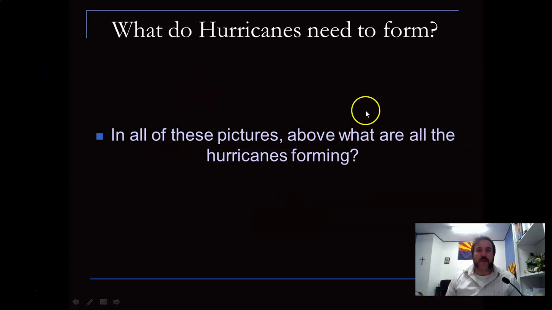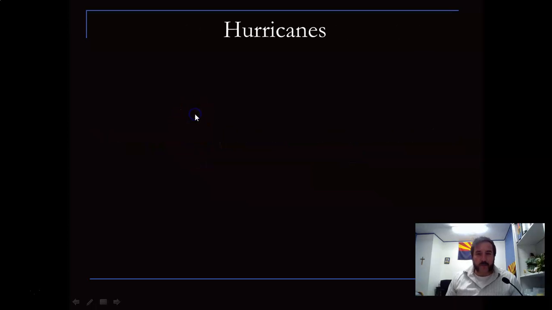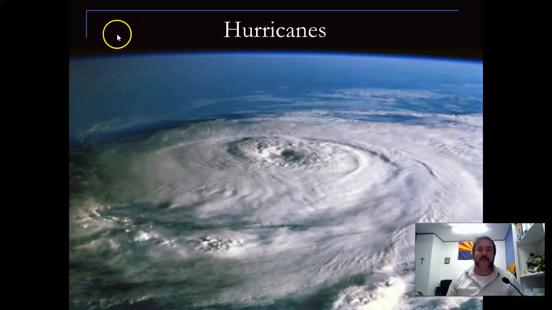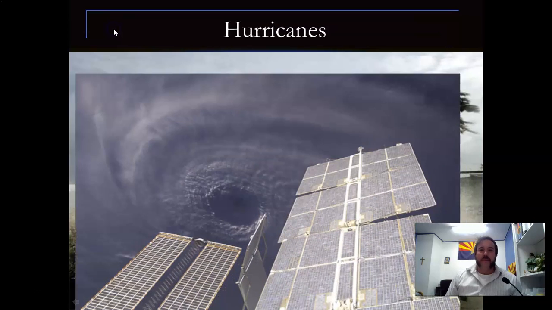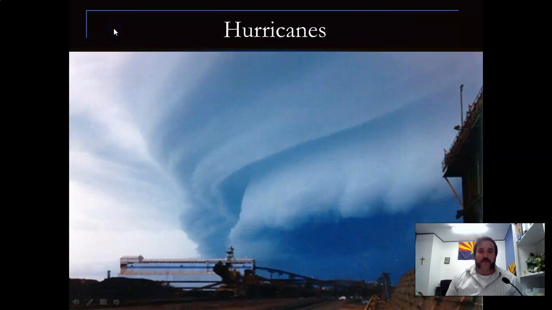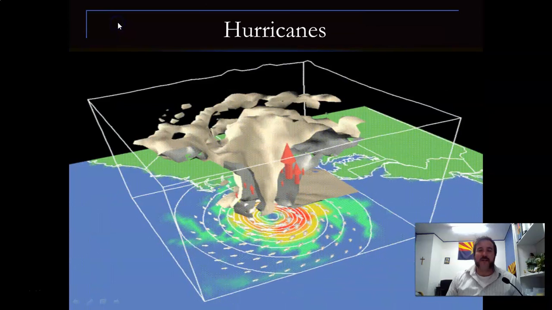I want to review hurricanes. And again, I'm going to show you a bunch of pictures. You can probably answer this question already because we reviewed it. But what do hurricanes need in order to form, right? That's a picture from outer space. You can probably tell from all these pictures what it needs. And you're right. Hurricanes have to have warm water, and lots of warm water, in order to form.